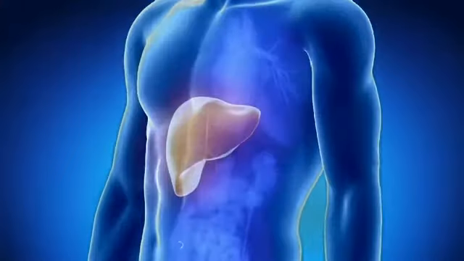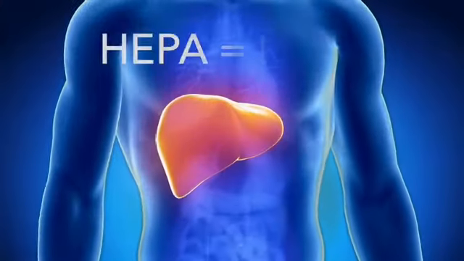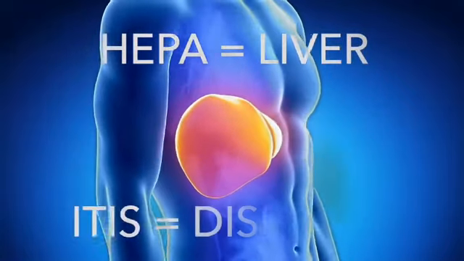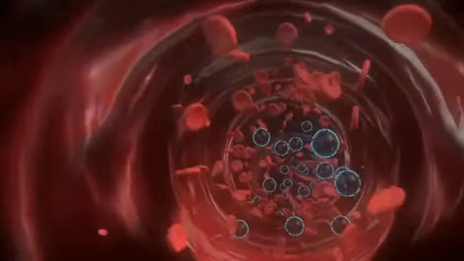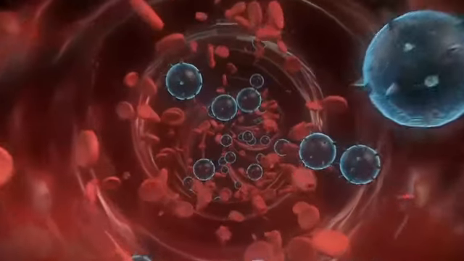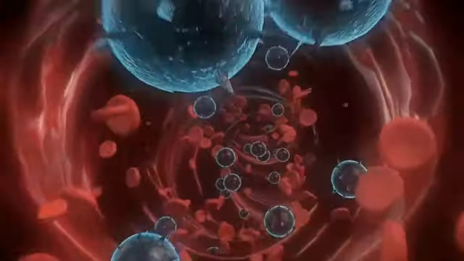So the word hepatitis has to do with hepa, which is the liver, anything having to do with the liver, itis, which means irritated or diseased. And we know that there are different viruses that once they're in the body, their home base is the liver. The primary viruses we see in this country are hepatitis A, hepatitis B, and hepatitis C.